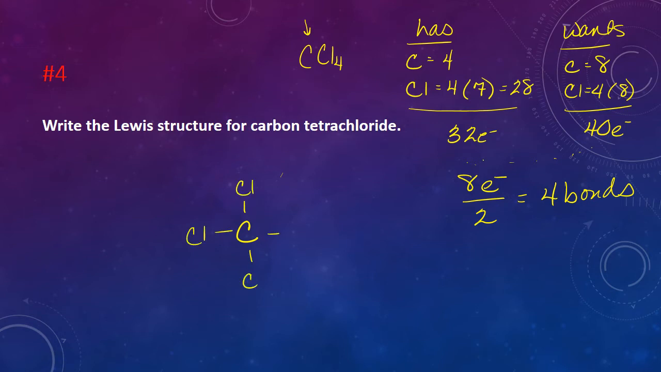Oh wow, look at that. That just gave us the 4 bonds that we were supposed to have. Are we done? No. Even though carbon's happy, chlorine's certainly not. Each of these chlorines thinks it only has 2 electrons. That's not going to do it. We had 32 electrons to put on this molecule, and I've only put on 2, 4, 6, 8 of them.